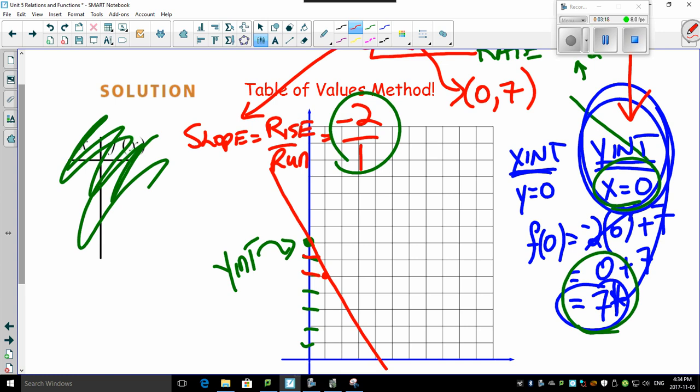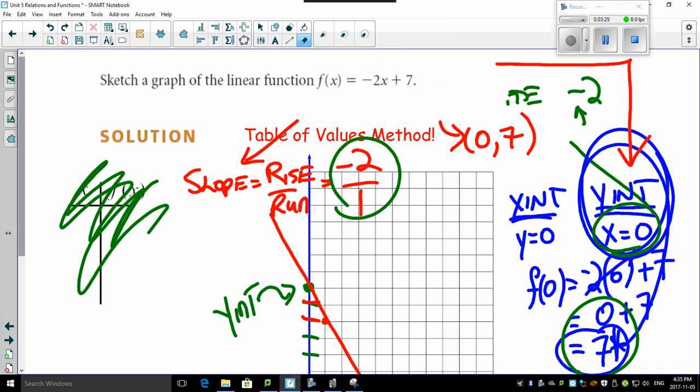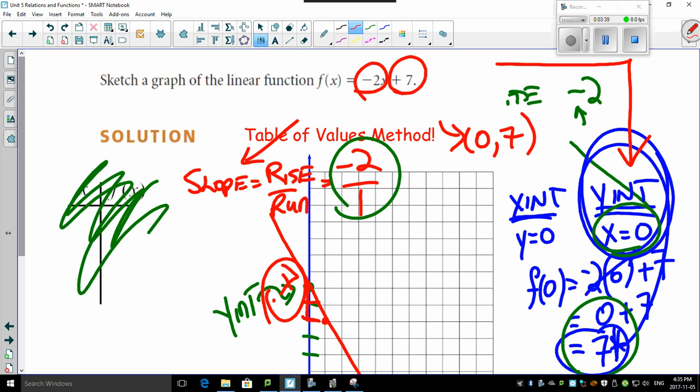Isn't that amazing? You can get all of that information right from there. Let me clean it up so you can see it. Watch. Again, there's your intercept right there. Y-intercept at 7. There's your slope, down 2 over 1. There's your graph. It's done. This is a big precursor to what we're going to be doing in the next unit.